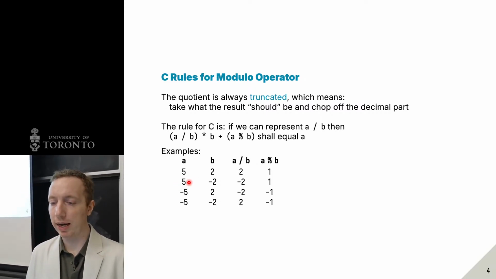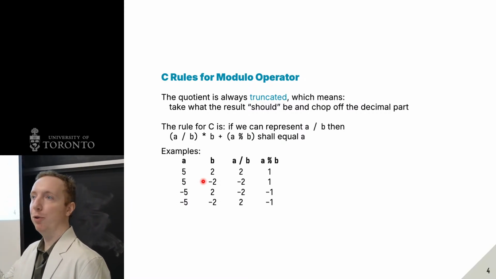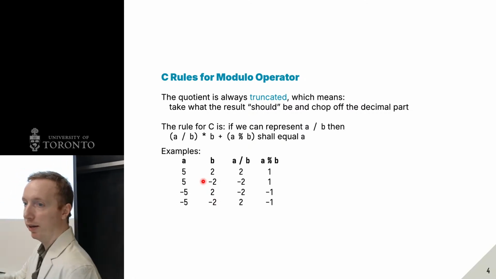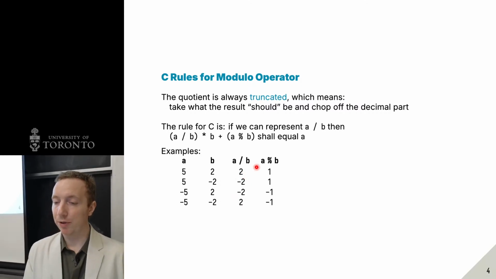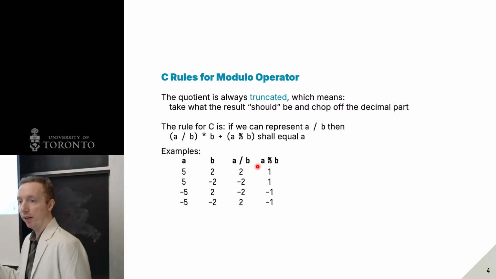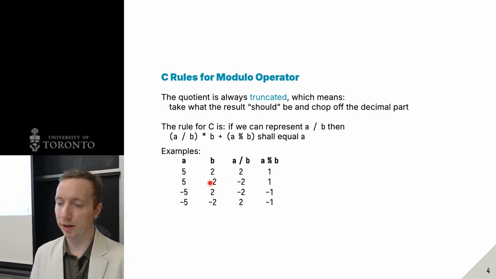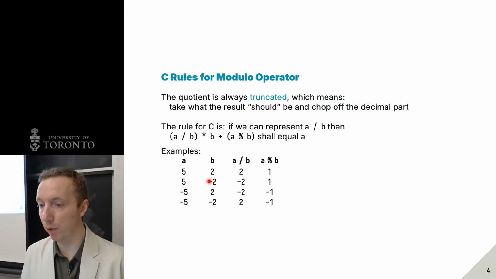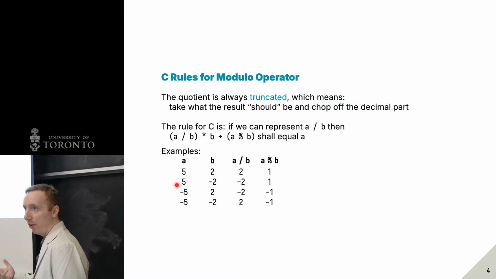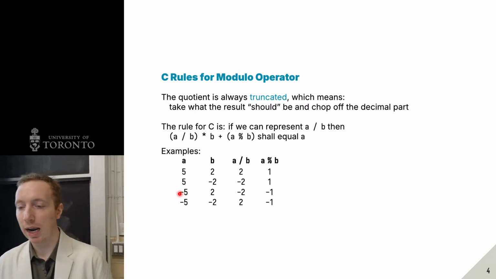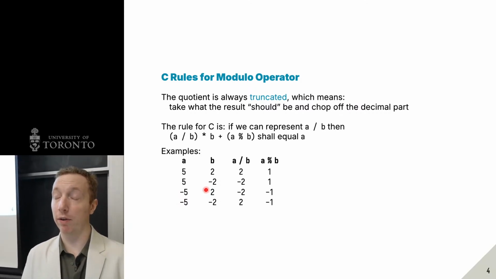So if A is 5 and B is negative 2, the proper answer is like negative 2.5, right? But it gets truncated in C, so the result is negative 2. But if I try to get the remainder, in this case the remainder will be 1, because the quotient of the division times B is equal to 4, and then I have to add 1 to get back to 5. Turns out the remainder flips if A is negative 5 and B is 2.